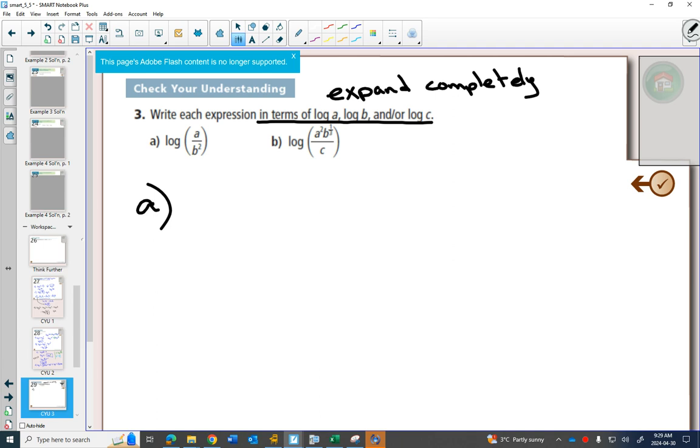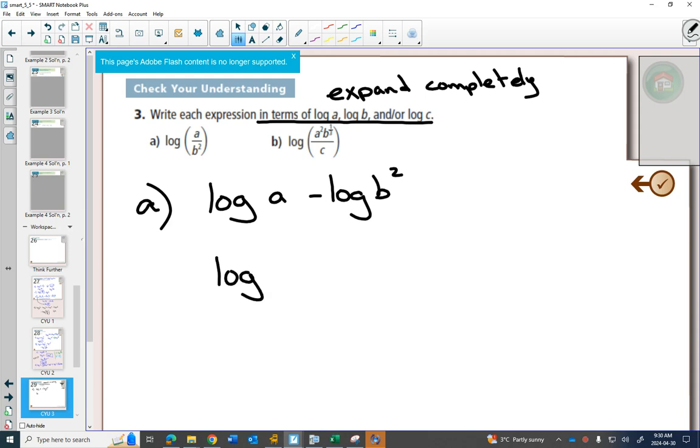So if you're expanding completely, anything in your denominator is subtracted. Anything that's in your numerator is added. So the first step I can do is I can say, well, this log A is in my numerator. That's going to be positive minus log B squared because that's in my denominator. Dividing inside of a logarithm is the same as subtracting. And my bases stayed the same. Notice that no base is written, it's a base 10.